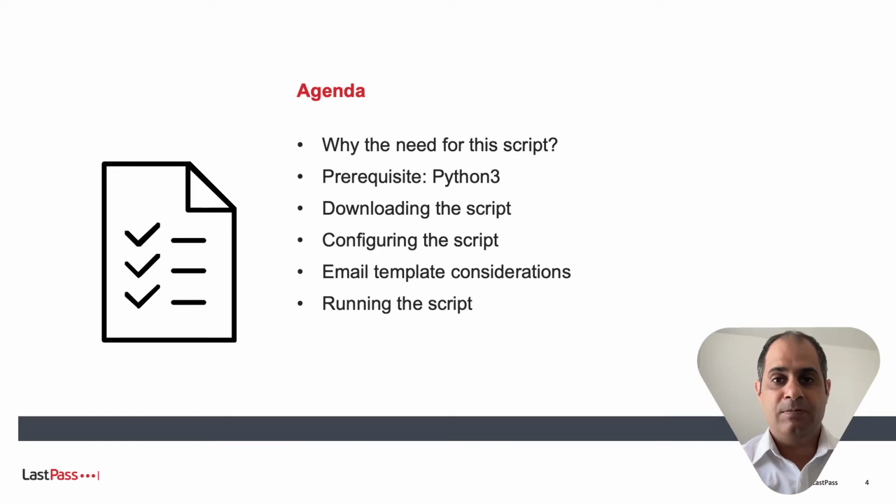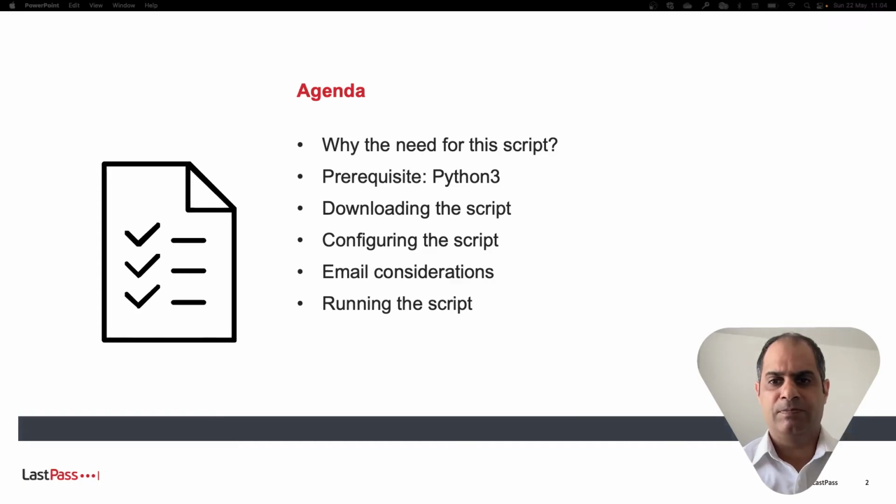For the agenda today, we're going to be answering these 5 questions. Why the need for this script? What the prerequisites are. For example, this script needs Python 3. Where to find and download the script. Configuring the script, and any email considerations we have. And finally, I'll show you how to run the actual script.